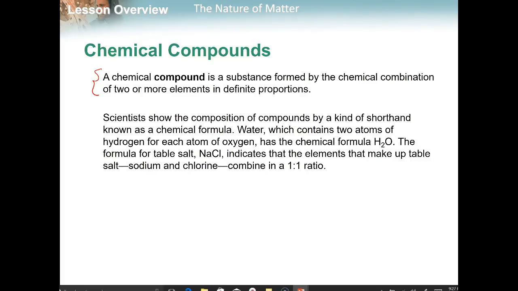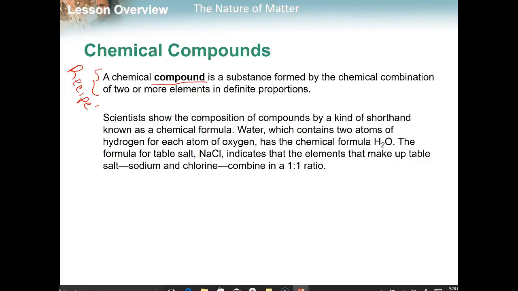You know what that sounds like to me? That sounds like a recipe. Do you cook? If you've ever cooked anything, even if it was a box cake, it tells you that you need 2 eggs and 1/4 cup of oil and 1/2 cup of milk, and it gives you how much you need. And that's exactly what a compound is. It's a recipe in chemistry. It tells you the chemical combination of 2 or more elements in definite proportions.